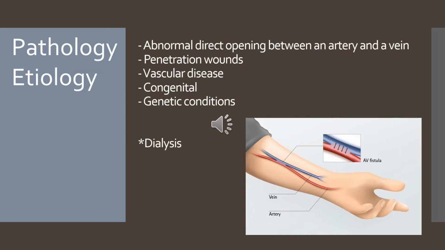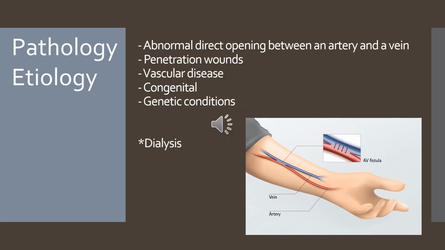An arteriovenous fistula is an abnormal direct opening between an artery and a vein. It sometimes results from accidental penetration to the skin, such as a gunshot or stab wound, or even sometimes from vascular diseases or from congenital origin. A genetic condition that can cause arteriovenous fistulas is called Osler-Weber-Rendu disease, and it causes blood vessels to develop abnormally throughout your body, but especially in the lungs.